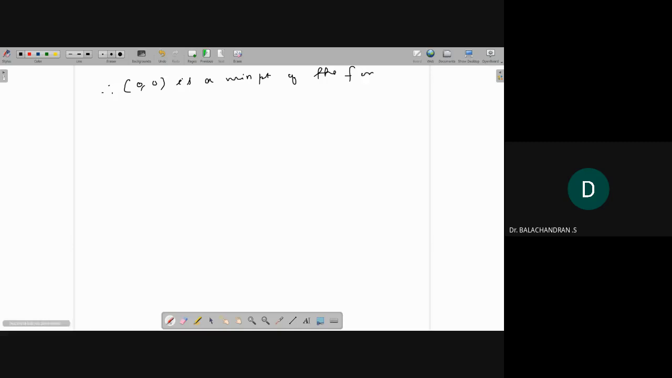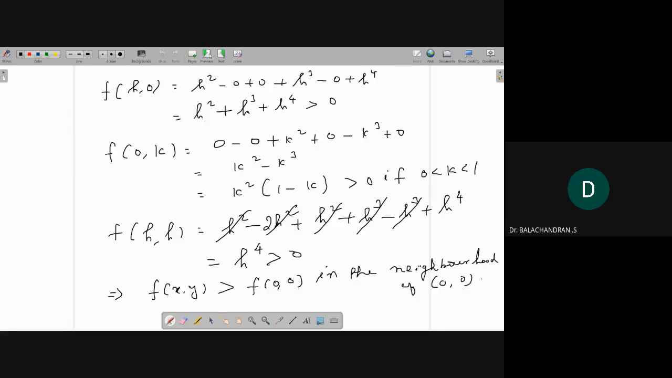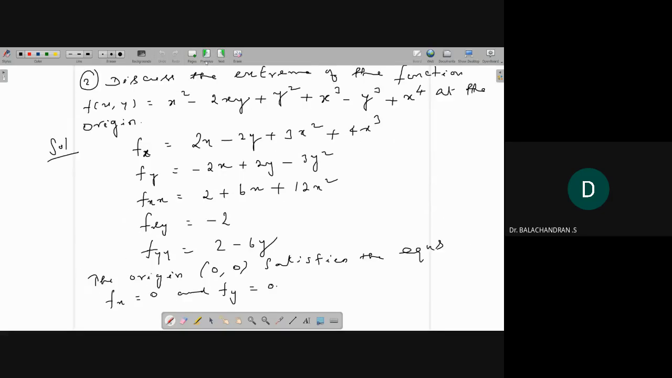Minimum point of the function f of x comma y, and the minimum value is... the minimum value of f of x comma y equal to, if you substitute 0 0 in the function f of x comma y, you will get 0. Okay, suppose if you have any doubts or clarification in this problem, you can ask me. Otherwise, I will go to the next problem.